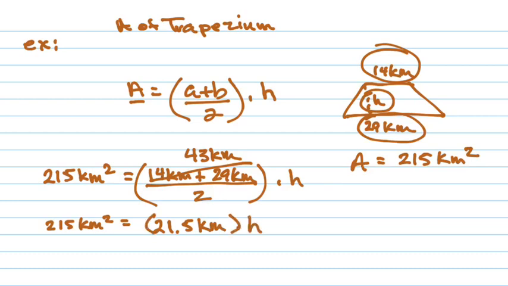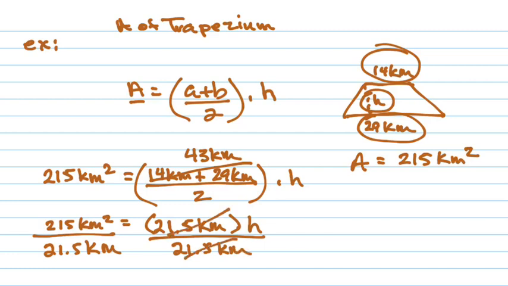I would prefer you leave it in brackets, but if you want to change it to a multiplication symbol, that's fine. Now, I'm trying to get the h by itself. Is it by itself right now? No. How is that 21.5 kilometers stuck to the h? What operation? The opposite of multiply is simply divide. So I'll simply divide both sides by 21.5 kilometers.